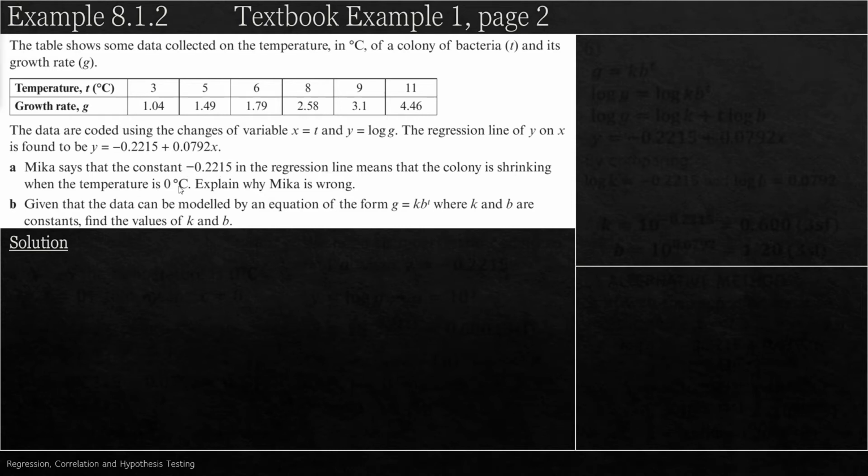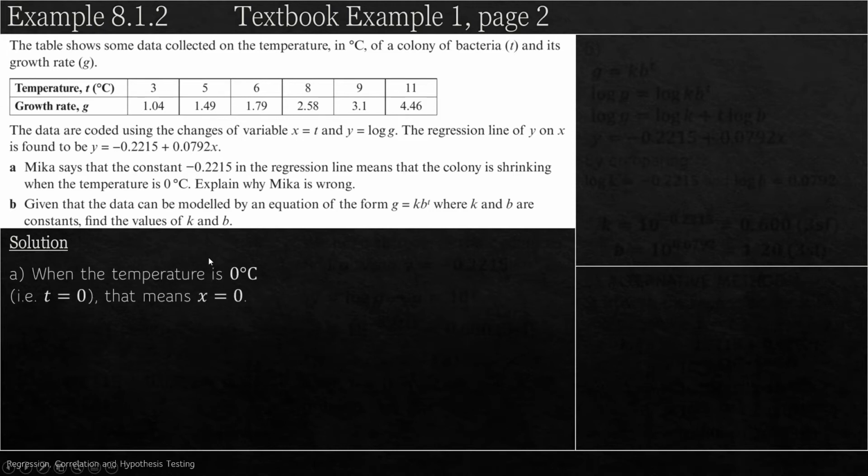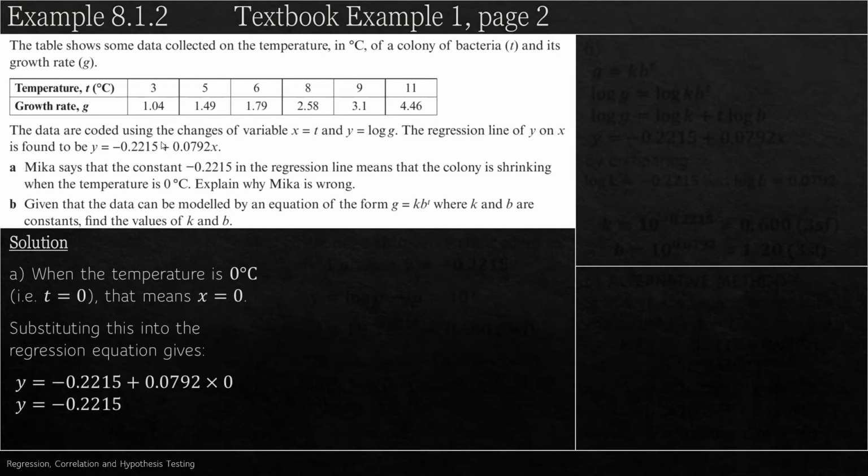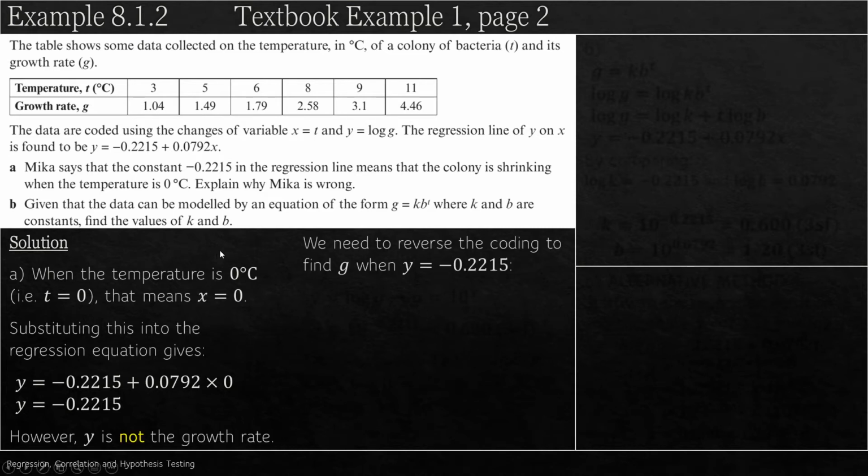When the temperature is 0 degrees C, so when T is 0, that means X is 0. If we sub this into the regression line, we get a Y value of minus 0.2215. However, this is not the growth rate. So Mika thinks this is the growth rate, G, but it isn't. This is Y. So we need to reverse the coding to find G when Y is minus 0.2215.